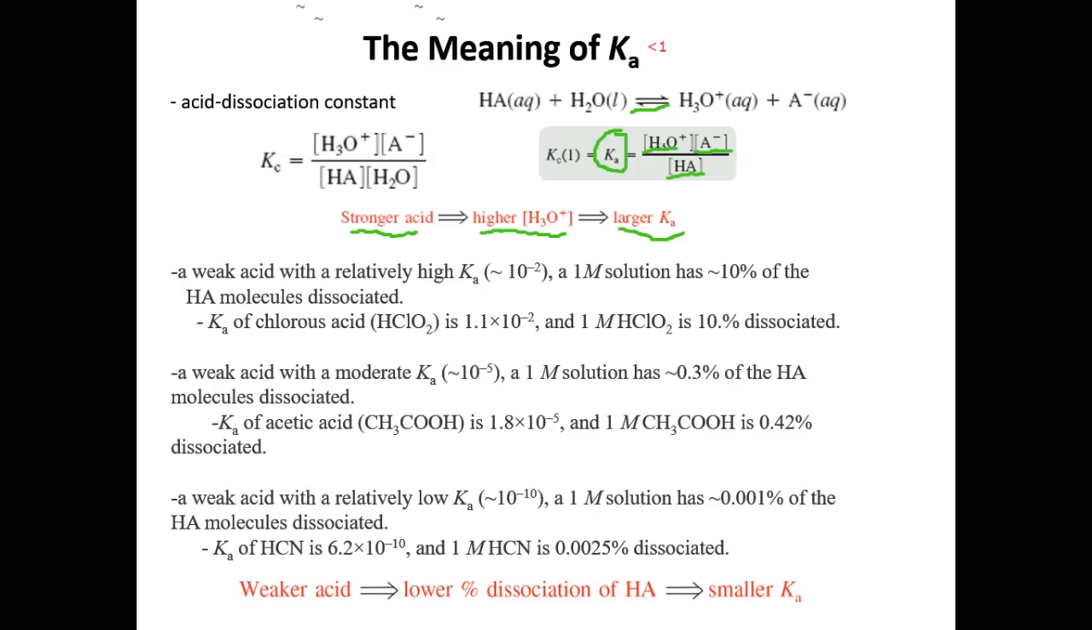And there are three categories of weak acids. There's those weak acids that have a relatively high Ka, which means at least approximately 10% of the solution has dissociated. So for example, chlorous acid, a 1 molar solution of chlorous acid is about 10% dissociated. So for this category of acids, you would have to use the quadratic equation, and you can't neglect X.